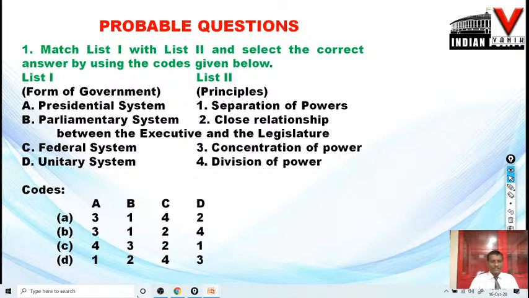The first question we had already discussed. Presidential form is separation of power, parliamentary is close relationship between executive and legislature, federal is division of power. So 1, 2, 4, 3. We already discussed, so the answer is D.